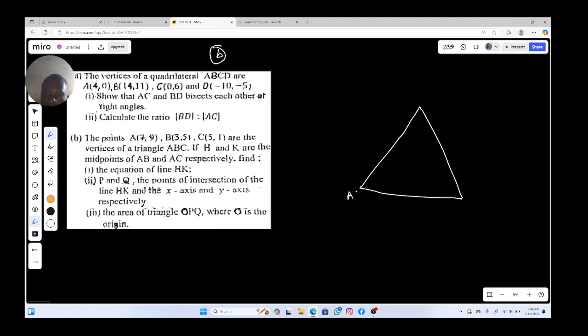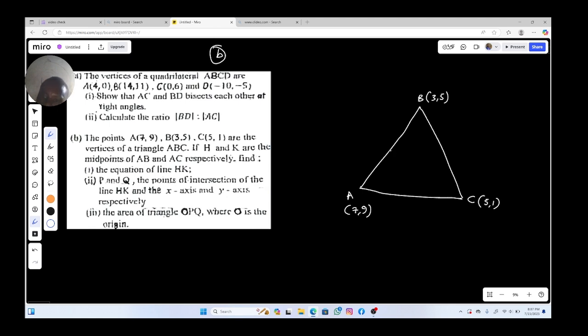So here is A, this is B, and then this is C. A is (7, 9), and then B is (3, 5), and then C is (5, 1). Okay, so this is what we have, and they are the vertices of a triangle. Then the question went on to say if H and K are the midpoints of AB and AC.